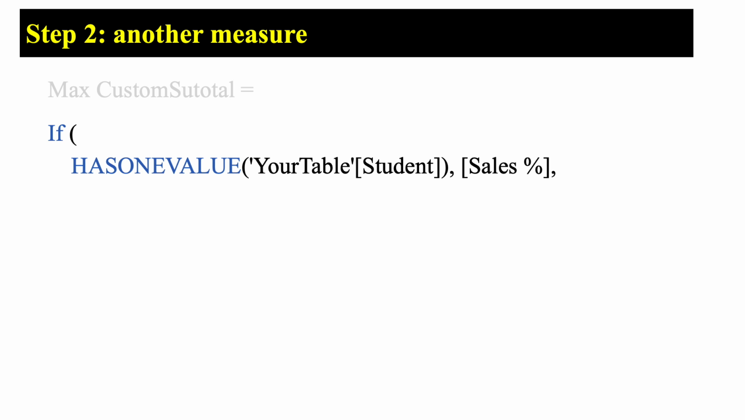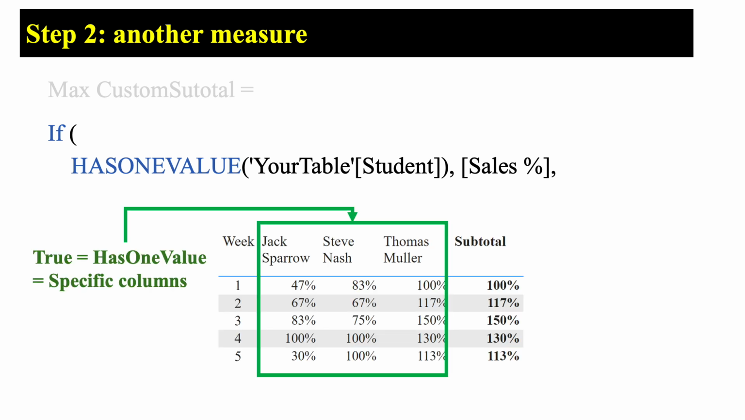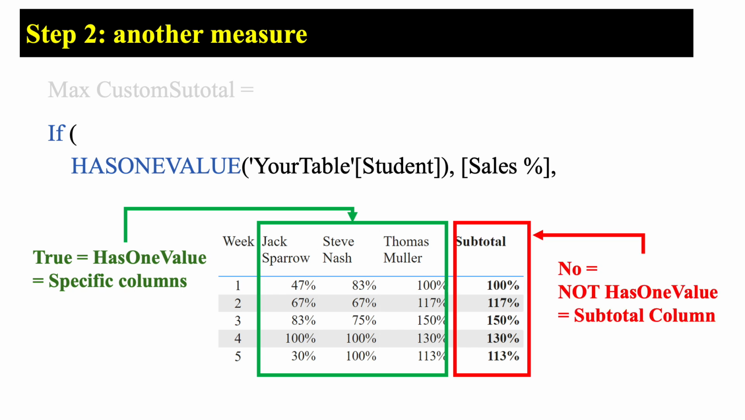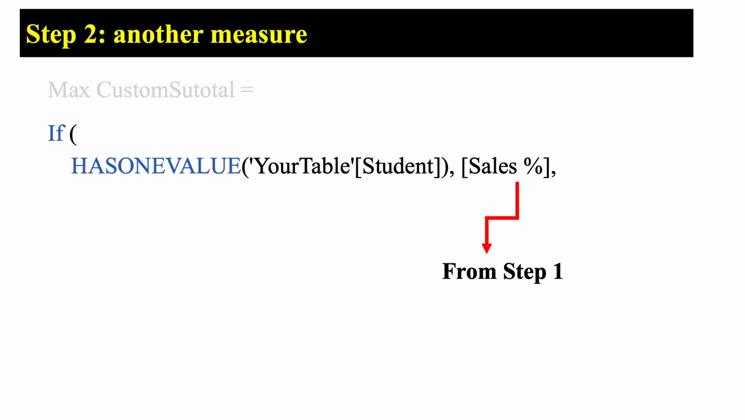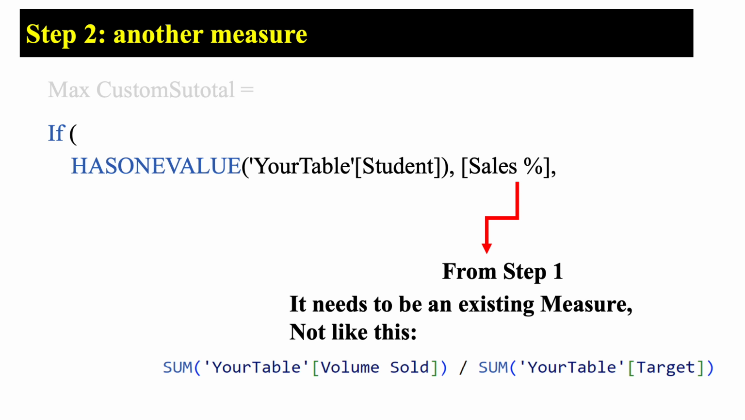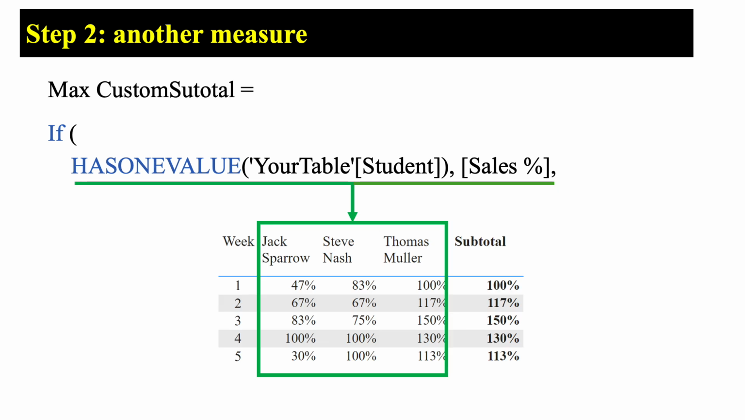First, we're going to use the HASONEVALUE function, which will return yes in a matrix visual for those specific columns, and then it will return no for the subtotal column. And then we will use whatever we put on the columns in the matrix visual, so in this case, the student column. And then we put the sales percentage measure created from step 1. And a friendly reminder that this needs to be an existing measure, not some calculations like this. So the whole HASONEVALUE function will tell Power BI to normally display sales percentage for each specific column as usual.